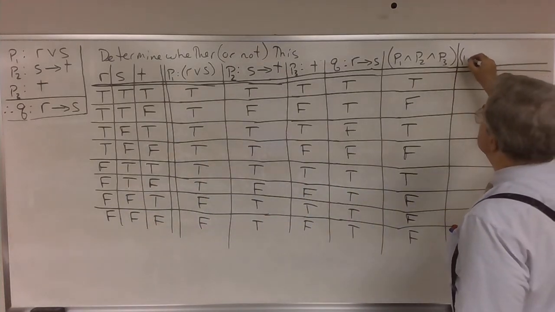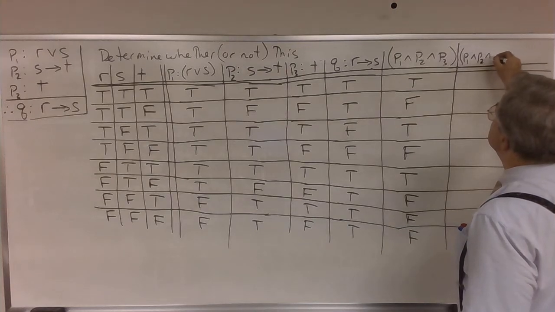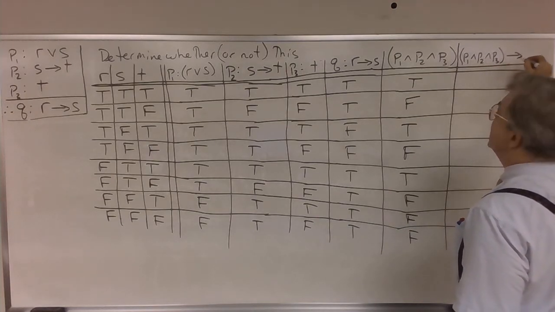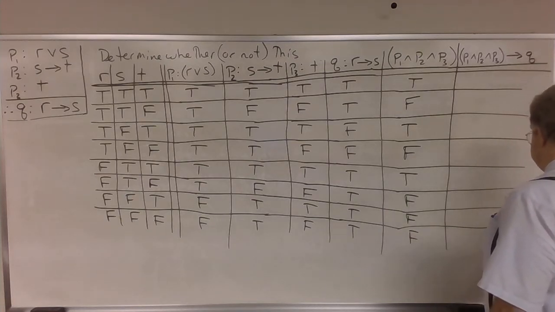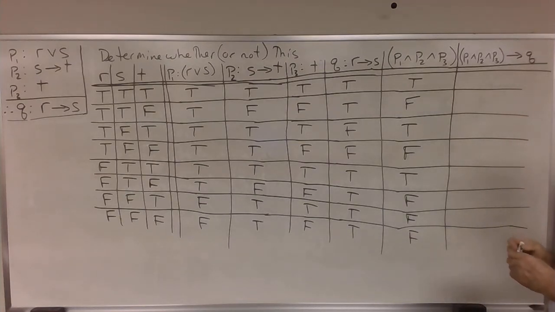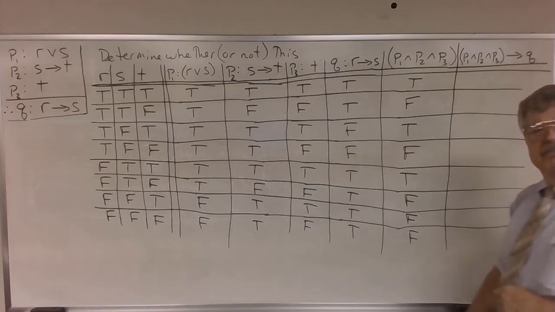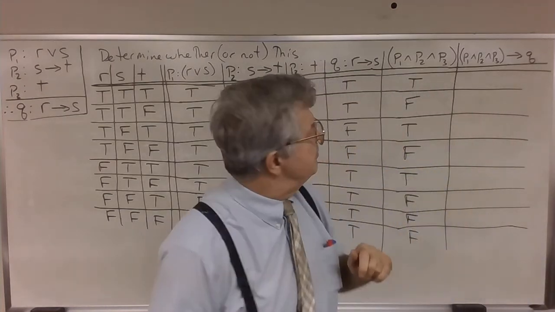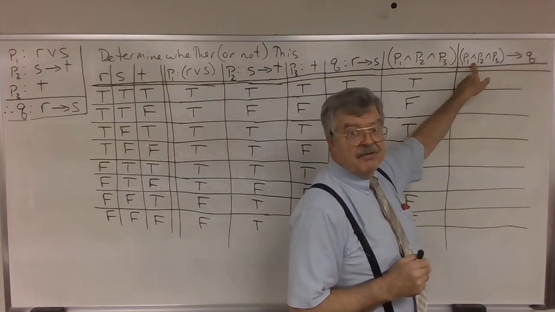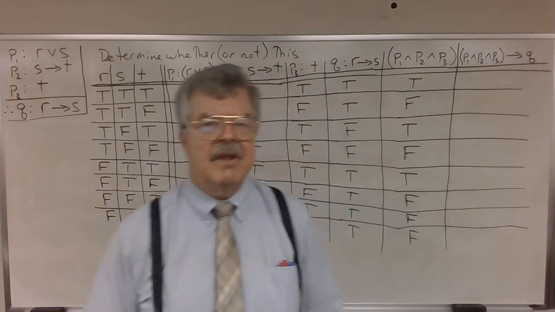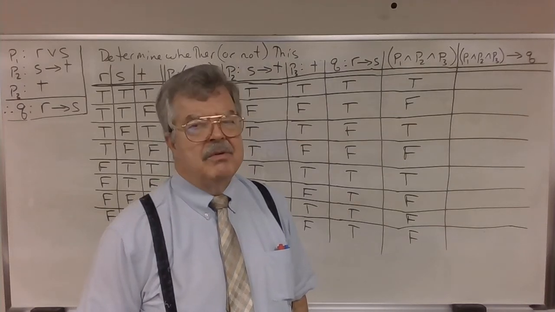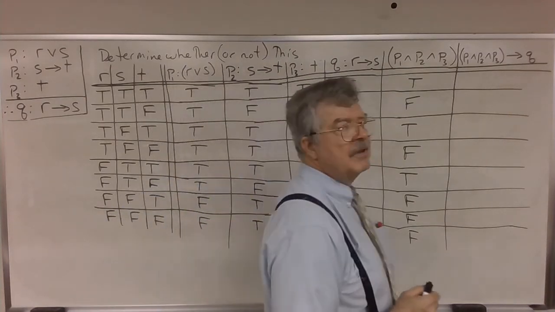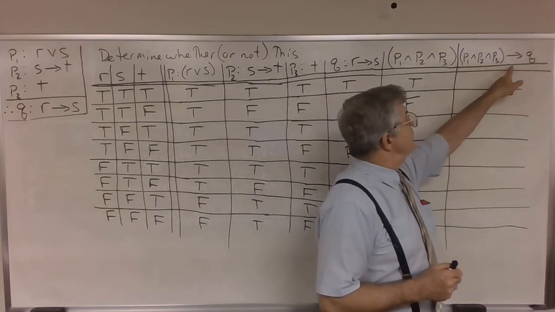The entire argument, which is the conjunction of the premises, implies the conclusion Q. And again, when is the only time when we have an if-then and it's false? You tell me. What is the special case for an if-then statement? It's only false when we have true implying false.